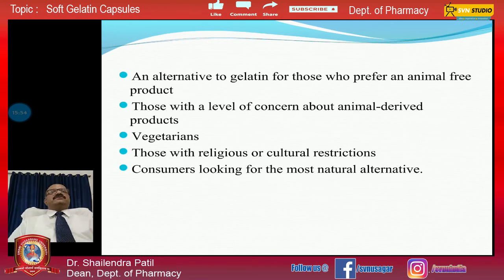An alternative to gelatin for those who prefer an animal-free product. For those with a level of concern about animal-derived products, it is vegetarian, you can say, for vegetarians, and for those with religious or cultural restrictions, it is preferred. For consumers looking for the most natural alternatives, it's the veggie caps.